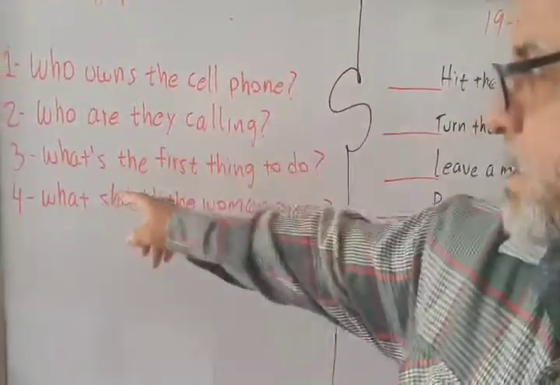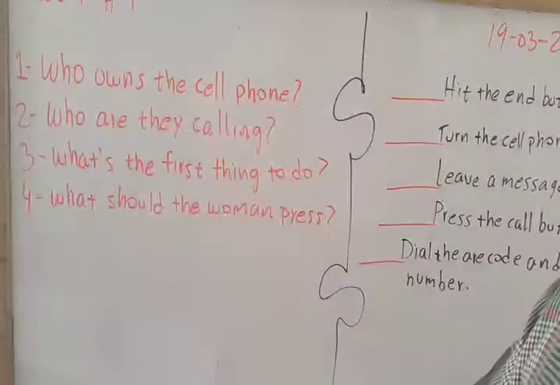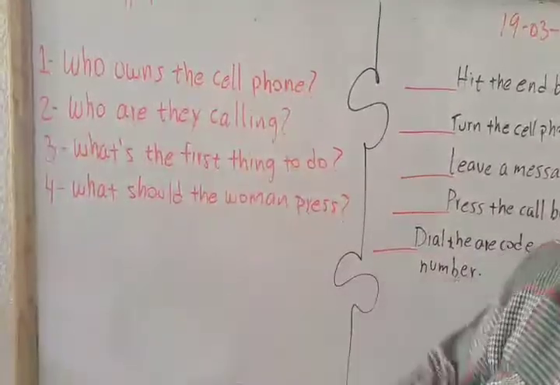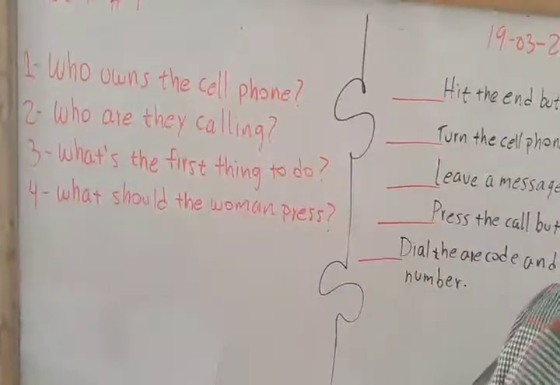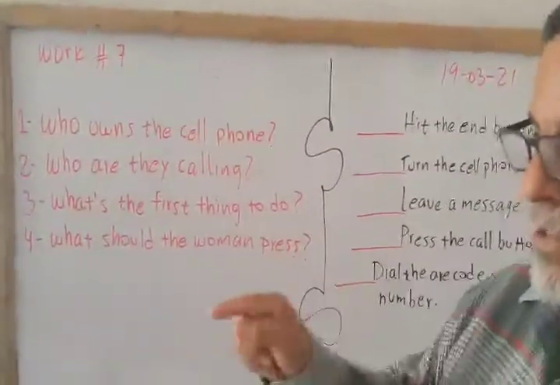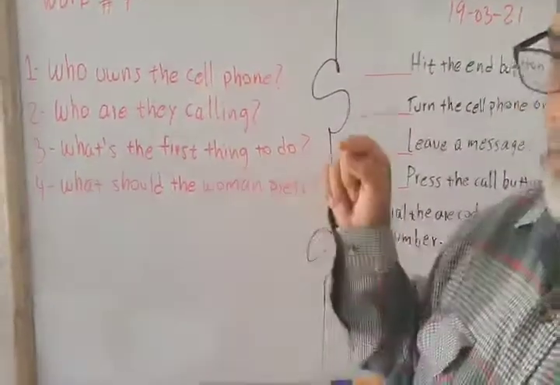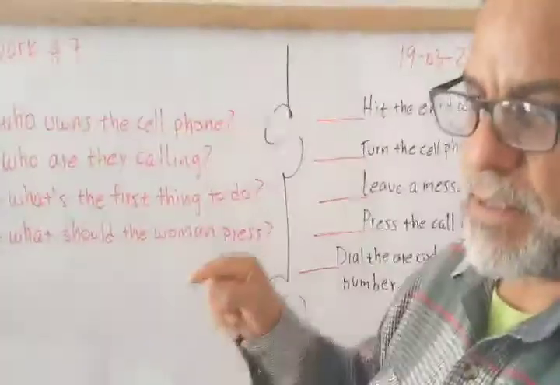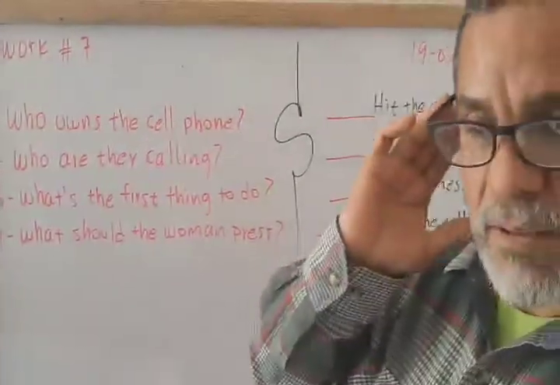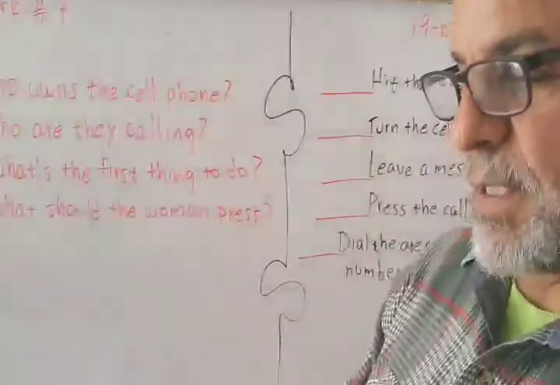Number 3: What's the first thing to do? ¿Qué es lo que se hace primero en el cell phone? Number 4: What should the woman press? ¿Qué debería hacer la mujer? To push, to hit, to press, to slide, right? Okay. Listen, then you're going to repeat.